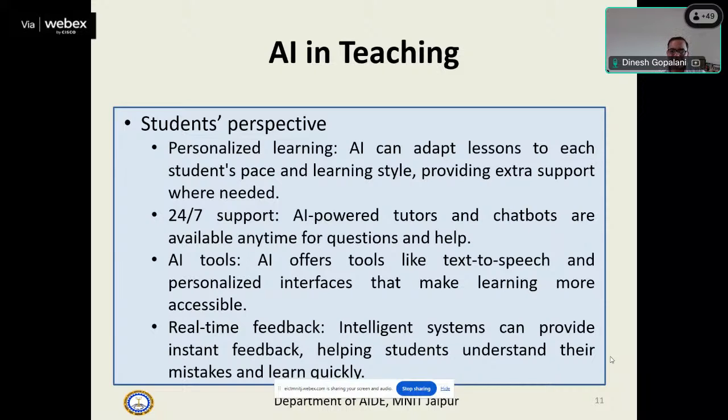So because AI has that beauty actually that students can learn at their own pace actually. Somebody who is very fast can learn at a faster pace, slower one can learn at a slow pace. Learning style can also vary. They provide extra support wherever needed. And support is 24 by 7, unlike in case of traditional method. Okay, teachers will not be available for sure 24 by 7 actually.